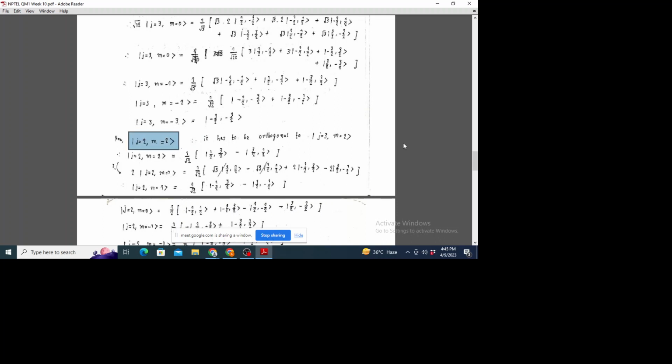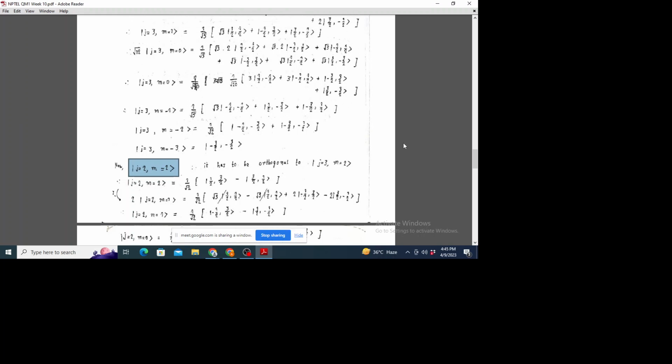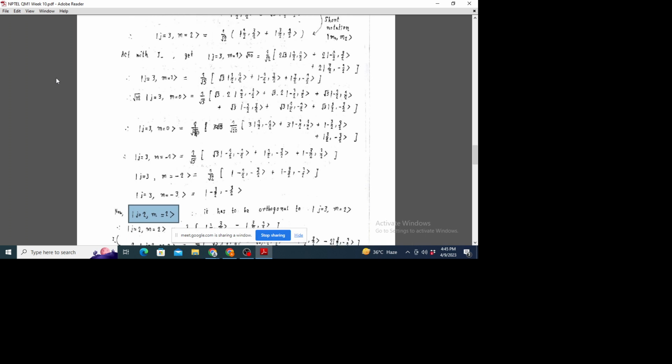Unlike M equal to 3, where the only possibility was for both of them to take M equal to 3 by 2, for M equal to 2 there are multiple possibilities, like M1 can be half, M2 can be 3 by 2, or M1 can be 3 by 2, or M2 can be half. So we do not uniquely know which will be the state corresponding to j equal to 2, m equal to 2, but we can use the knowledge from our j equal to 3 construction.